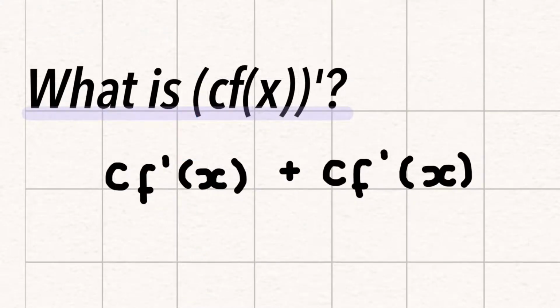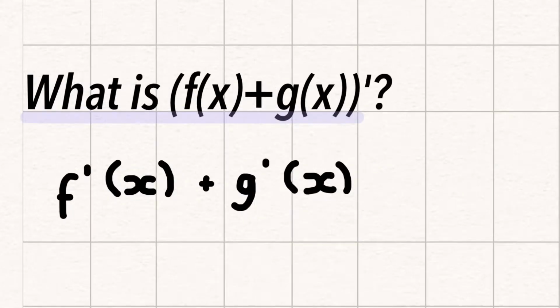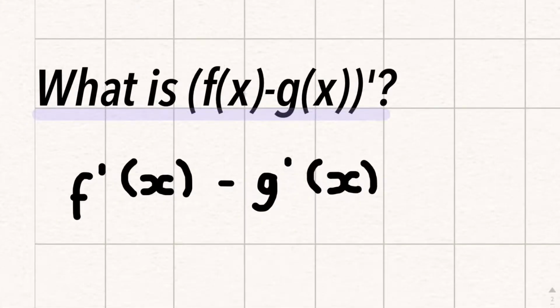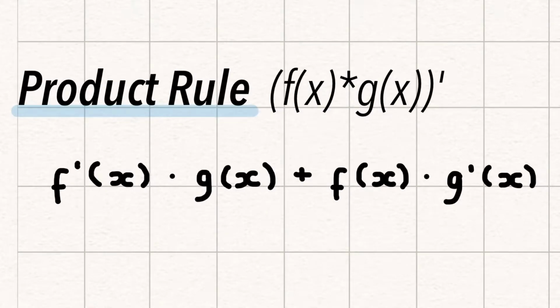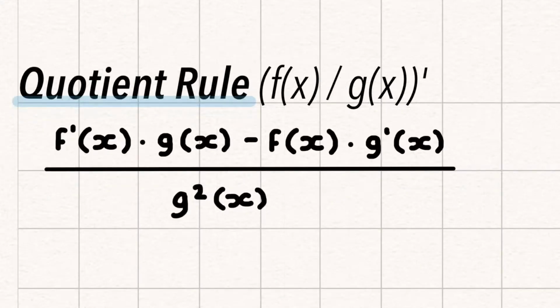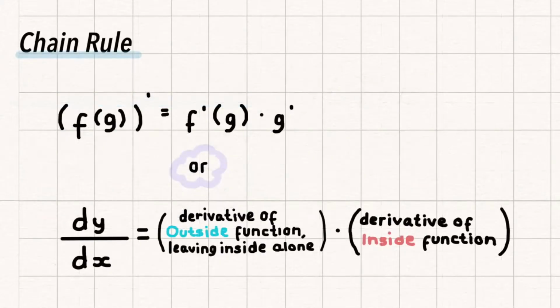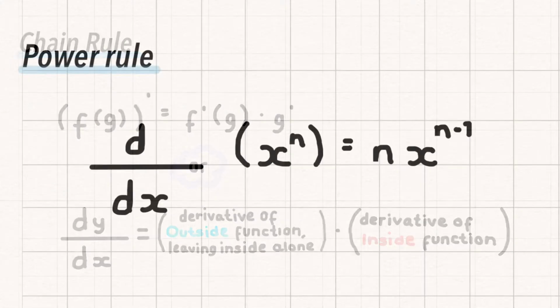(cf(x))' is equal to cf'(x). (f(x) + g(x))' is equal to f'(x) + g'(x). On the contrary, (f(x) - g(x))' is equal to f'(x) - g'(x). Product rule, quotient rule, chain rule, power rule.